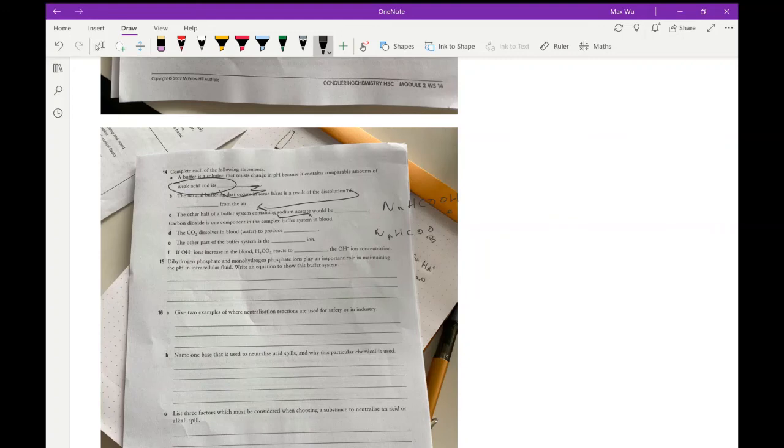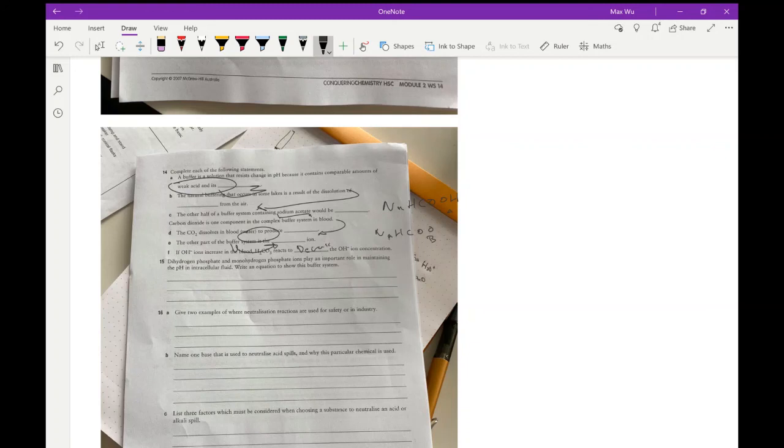Carbon dioxide would dissolve in blood or water to produce carbonic acid. The other half of the buffer system is the common ion. The OH minus ions increase in the blood. H2CO3 reacts to what the OH ion concentration reacts to. Oh, it will be decreased, right?